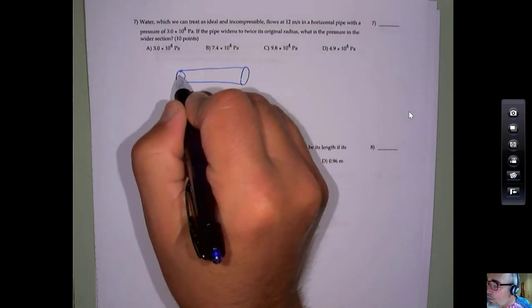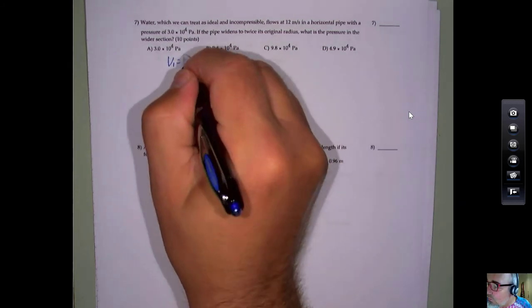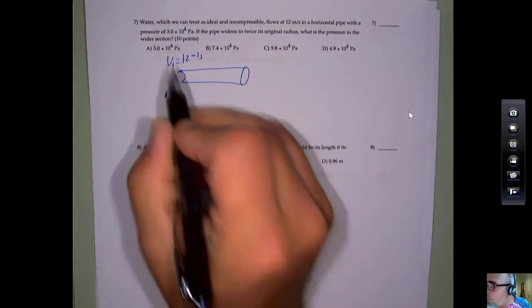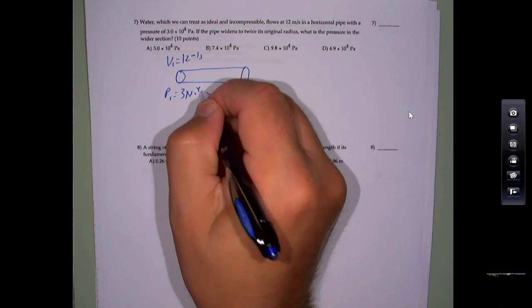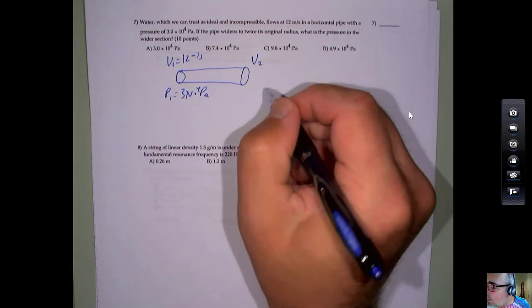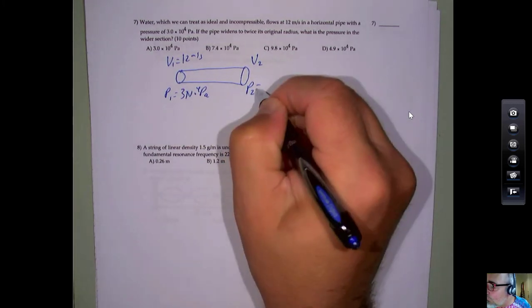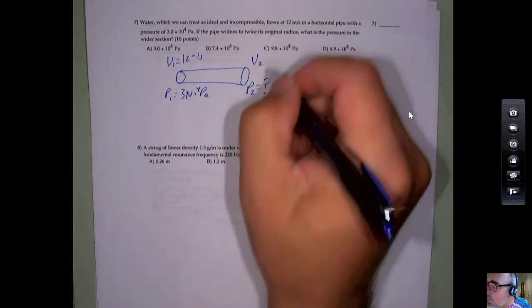The narrower section, we know that the speed, I'll just call this V1, is 12 meters per second, and P1 is equal to 3 times 10 to the 4th Pascals, good, SI units. Now, over here where it's twice as big, there's a speed, and there's also a pressure here. And that's what we're trying to figure out. Okay, so a couple things going on here. We can get V2 pretty easily.